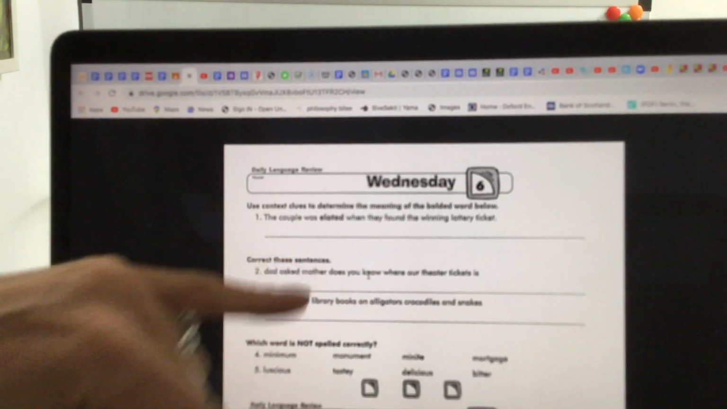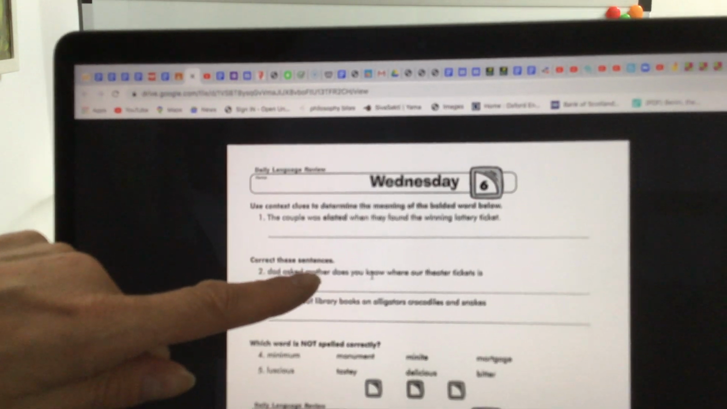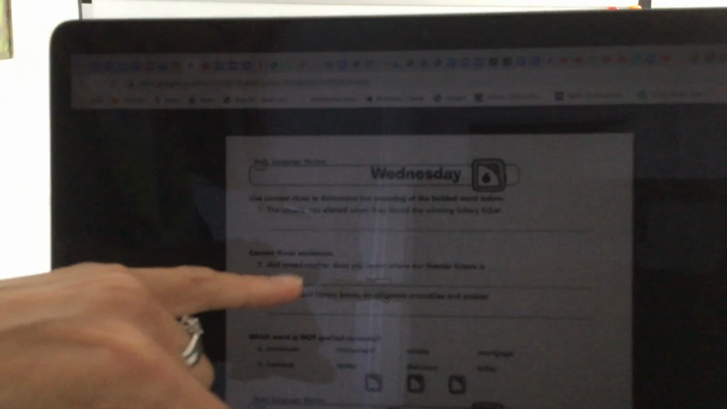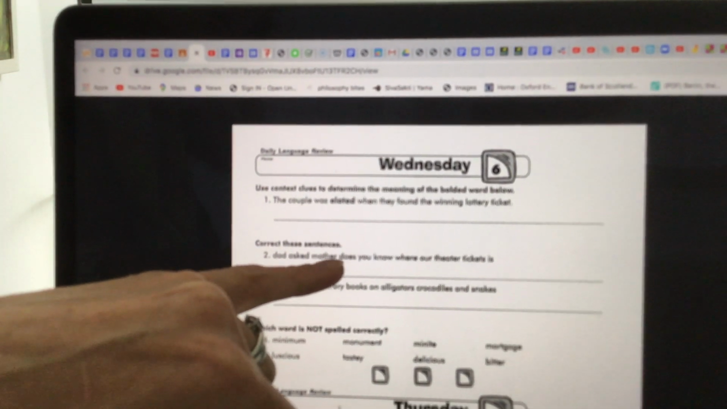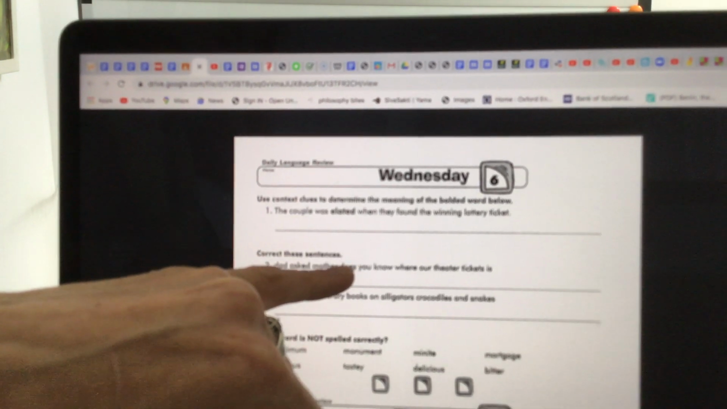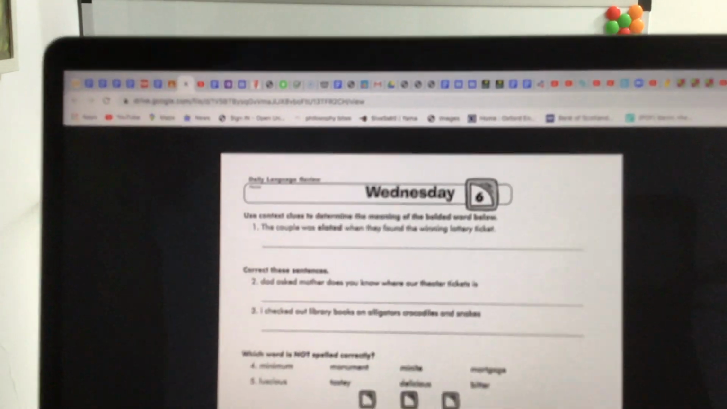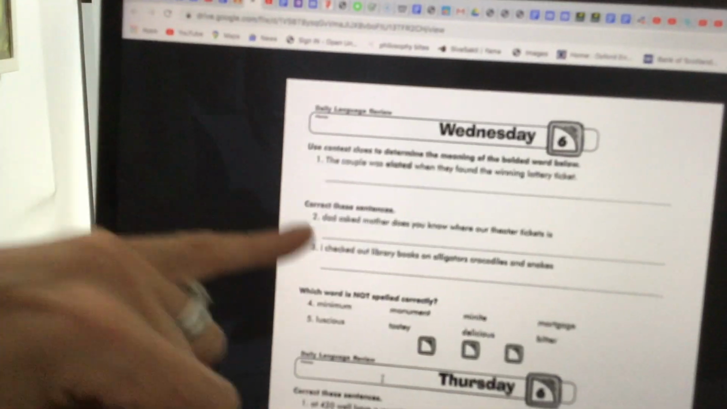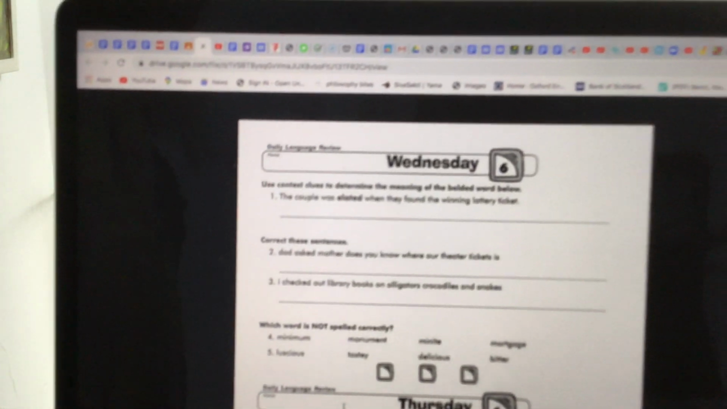So here we've got correct these sentences. You need to think capitalization. You need to think direct speech punctuation. Also asked. You've got asked here. So where does the speech begin? Dad asked Mother, does you know where our theatre ticket is? So again, you've got grammar to correct there as well. The next one is I checked out the library books on alligators, crocodiles and snakes.